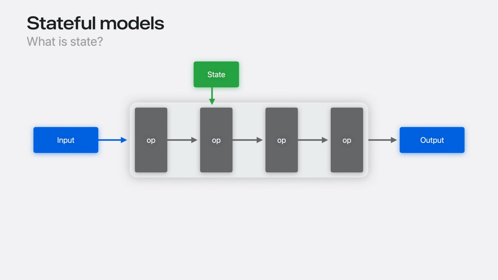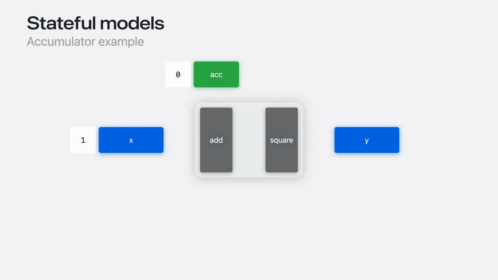The model can read data from the state and write the results back to the state. The information in the state is persistent and can be used across different runs. Here is an example of an accumulator, which keeps track of the summation of all historical inputs. The state is initialized to 0.